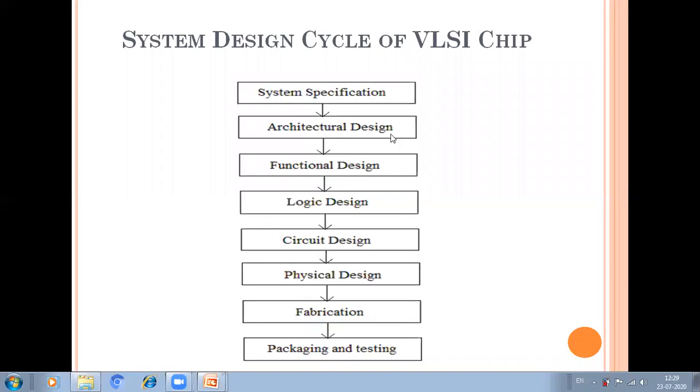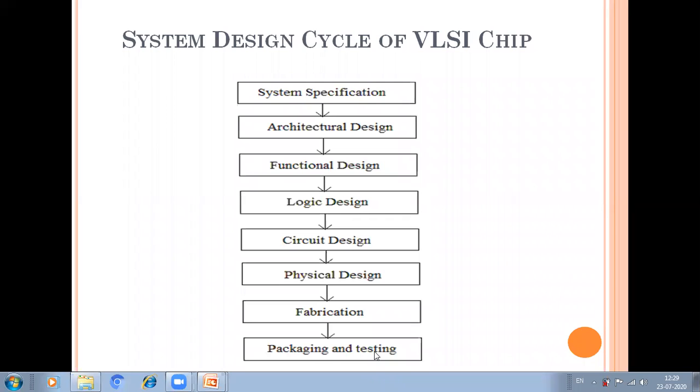So through all the stages, after every stage we have to verify that it meets the requirements of the system. Then we'll go to the next stage, right? So after completing all these stages, last comes packaging and testing.